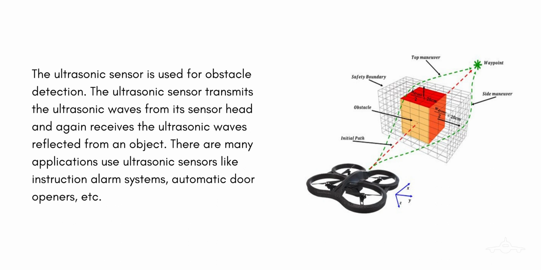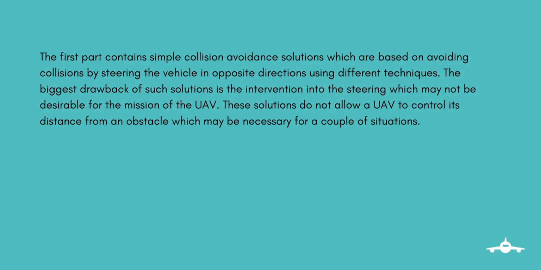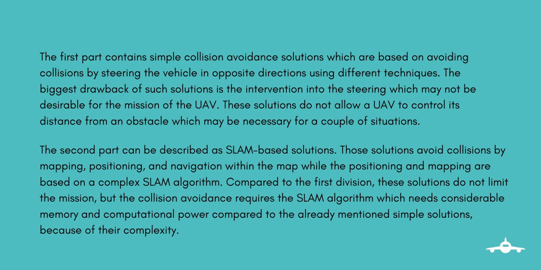In general, the existing solutions can be divided into two parts. The first part contains simple collision avoidance solutions which are based on avoiding collisions by steering the vehicle in opposite directions using different techniques. The biggest drawback of such solutions is intervention into the steering, which may not be desirable for the mission of the UAV. These solutions do not allow a UAV to control its distance from an obstacle, which may be necessary for a couple of situations.